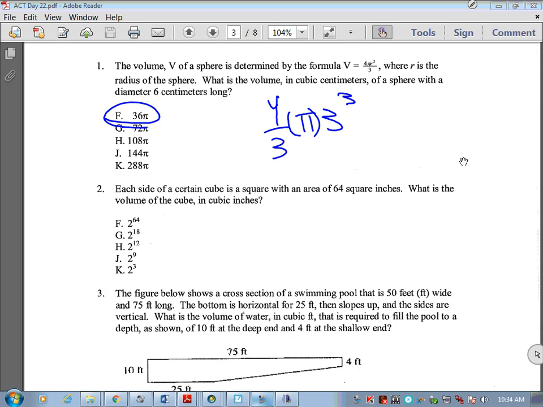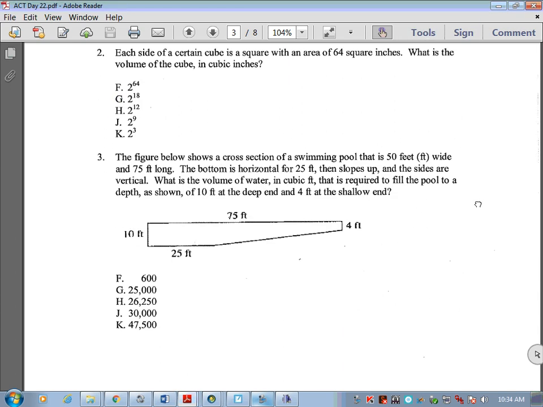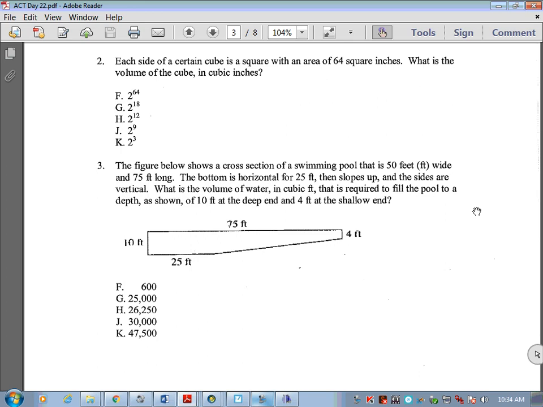Number 2 was J, 2 to the 9th. Do you want to see that? Okay. All right. We've got a cube with one side with an area of 64 inches. So, if I draw a cube, what is the volume of the cube in cubic inches based around 2?